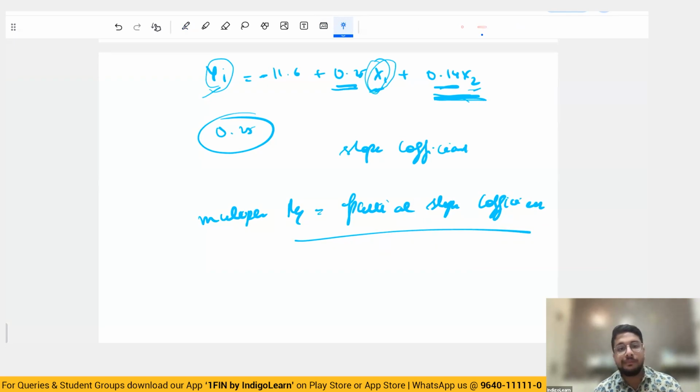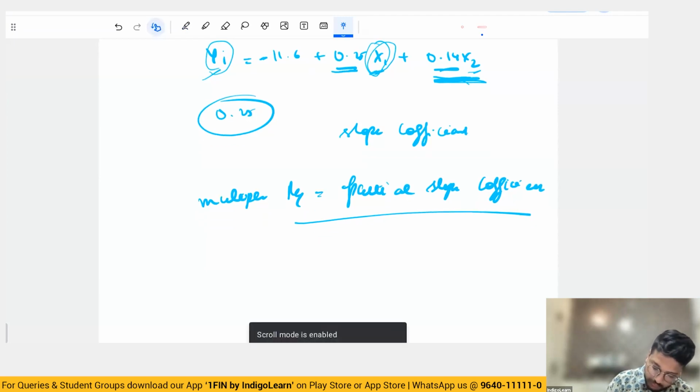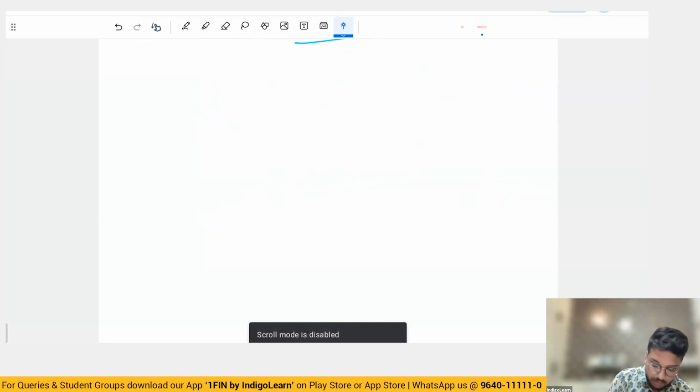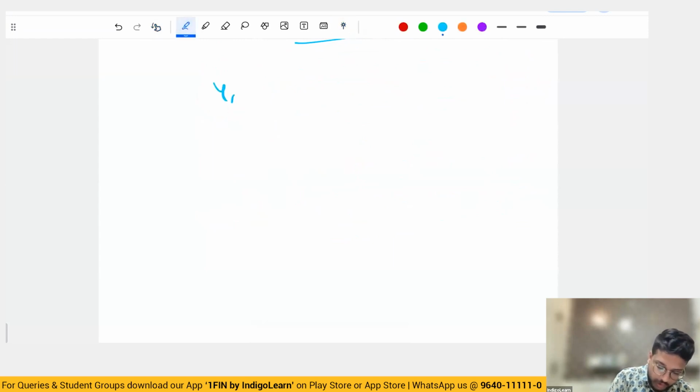Okay, so I'm taking a small equation for you. yi equals 1 plus 2.5 x1 plus 6 x2. Now, can you please give me the interpretation of 6 over here? Per unit change of x2, y will change by 6 units, holding x1 constant. Holding x1 is very important.